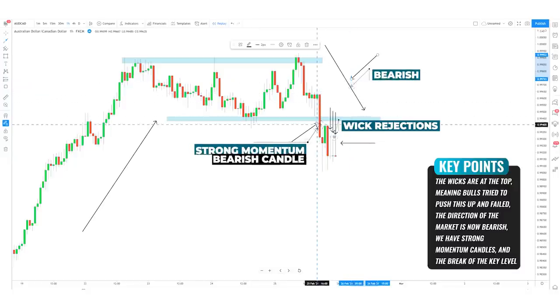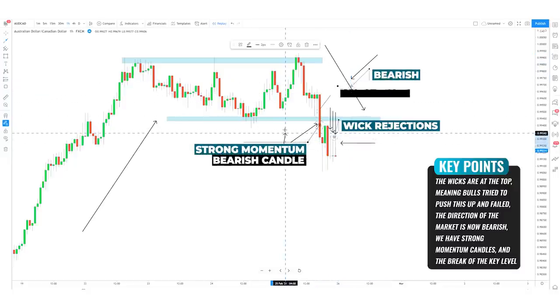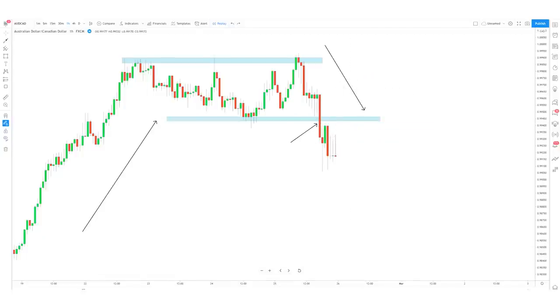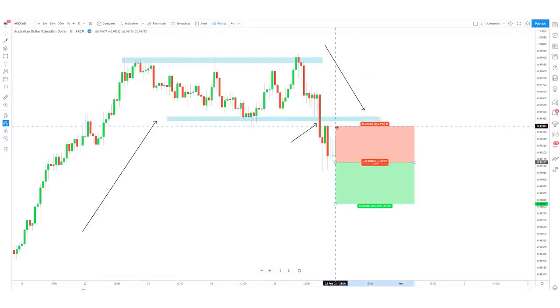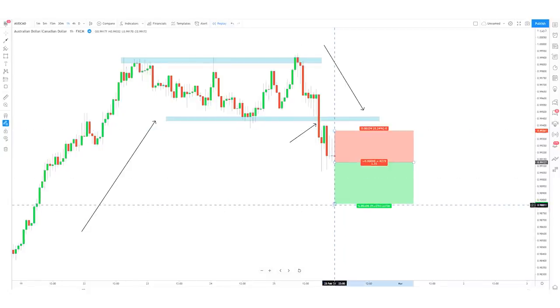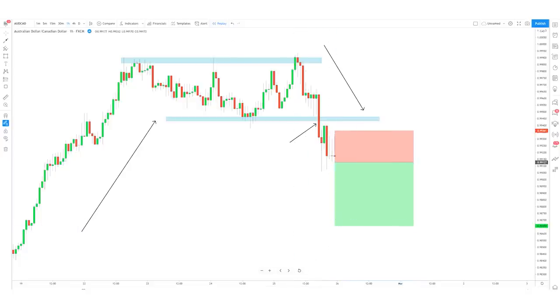We have the strong momentum candles. We also have the break below a key level. The question is now, can you take this trade? Well, I hope the answer was yes, because we have enough evidence here that the bears are more likely to push this market down than they are to push this market up. Again, we're going for the trade. Let's see what happens.